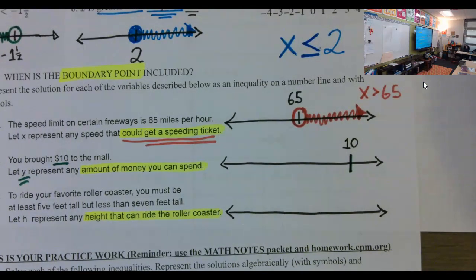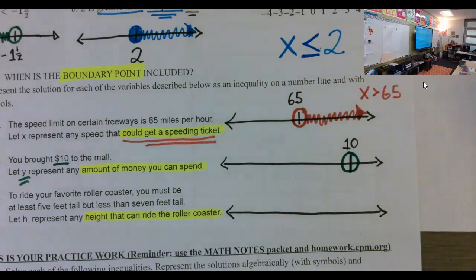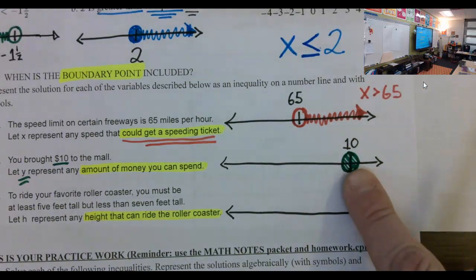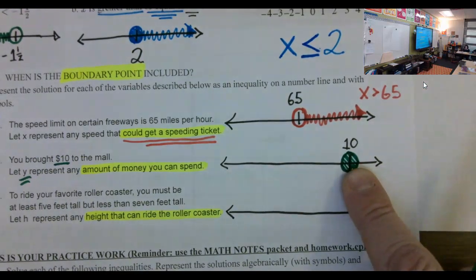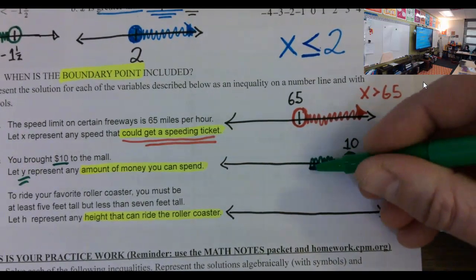I circled it. Okay, so hold on. So you circled it, and then I shaded that. So why'd you shade it in? Because you brought $10. You can spend all $10. Yeah, Lane said I can spend all my money if I want. And then I shaded anything behind it. You can spend less than $10.